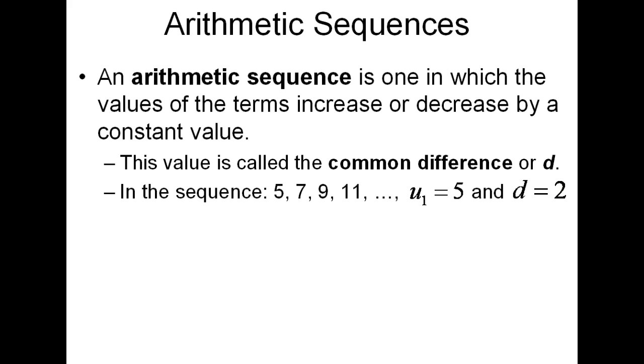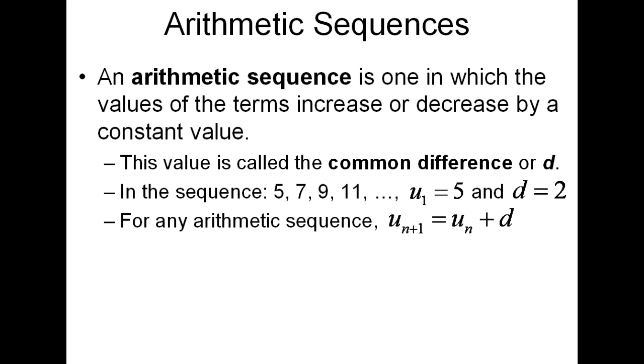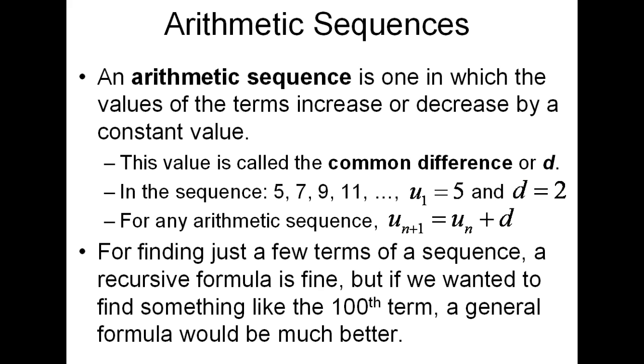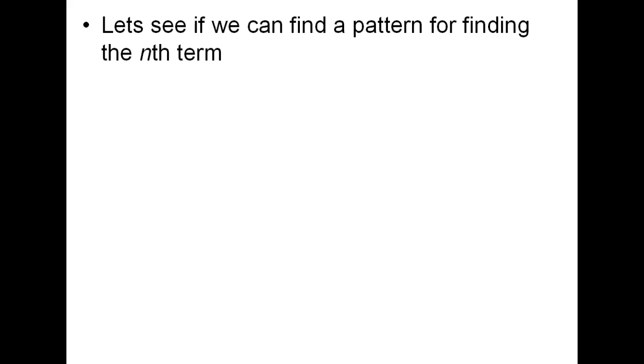So I could write a recursive formula easily here. U sub n plus 1 is equal to U sub n plus 2. U sub n plus 1 is equal to U sub n plus D for any arithmetic sequence. But really, that doesn't help much if I'm looking for the 100th term or the 30th term, where I have to add 2 every single time. So it's much better if I can come up with a general formula, or a deductive formula. So let's see if we can find the pattern to find that nth term.